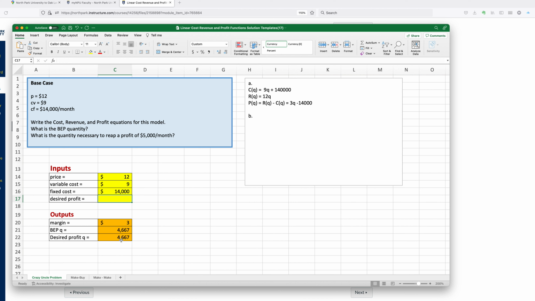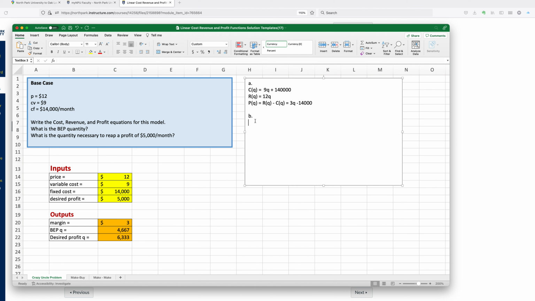What's my desired profit? Well, right now I have a desired profit here of nothing, so it's going to give me the break-even point. But if I want to make 5,000 a month, which is 60,000 a year, I have to sell 6,333.